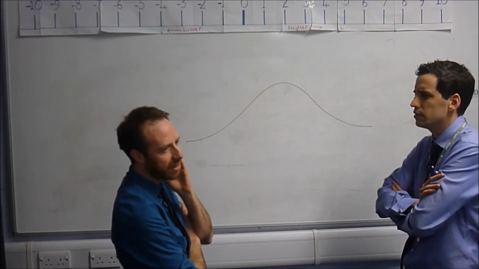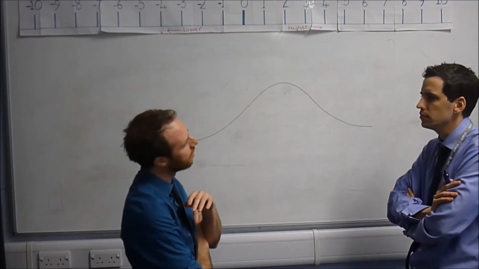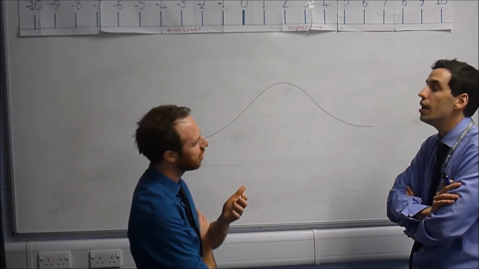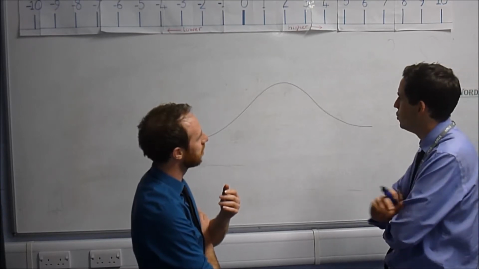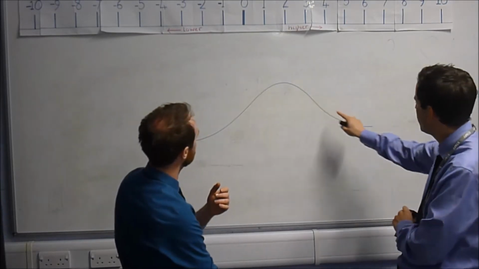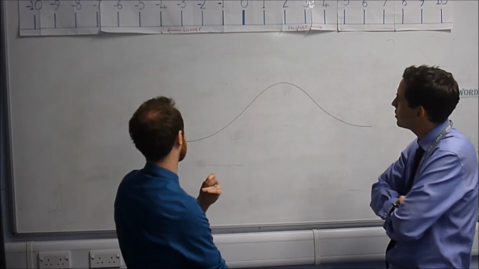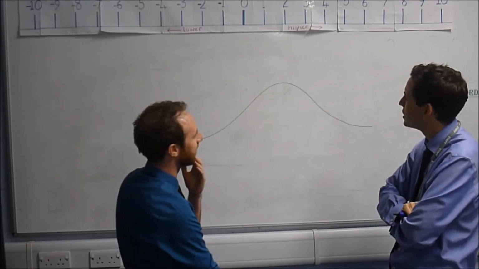Well, according to the S1 textbook, we're up to chapter 9, which is the normal distribution. Oh, the normal distribution. Okay, so we know that the normal distribution kind of looks like this.